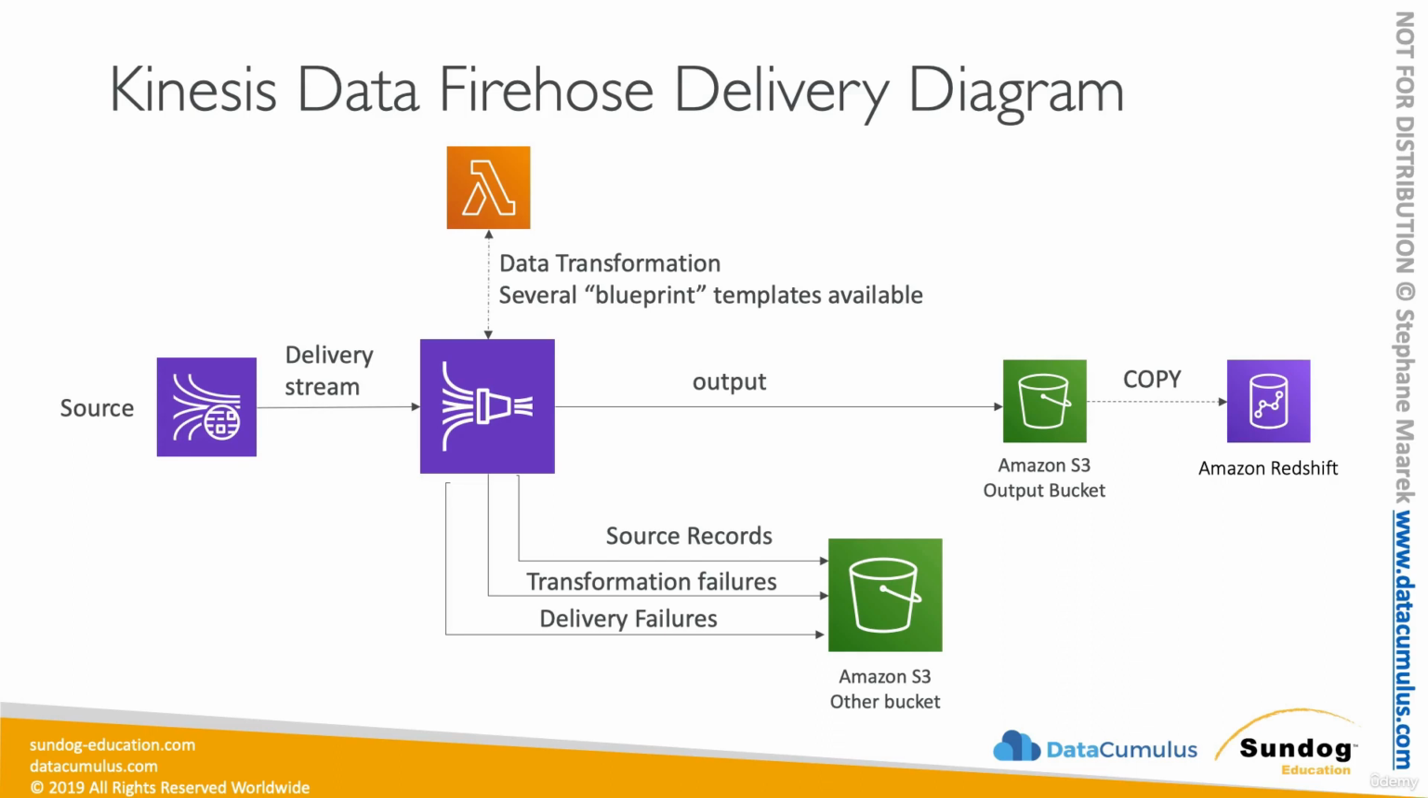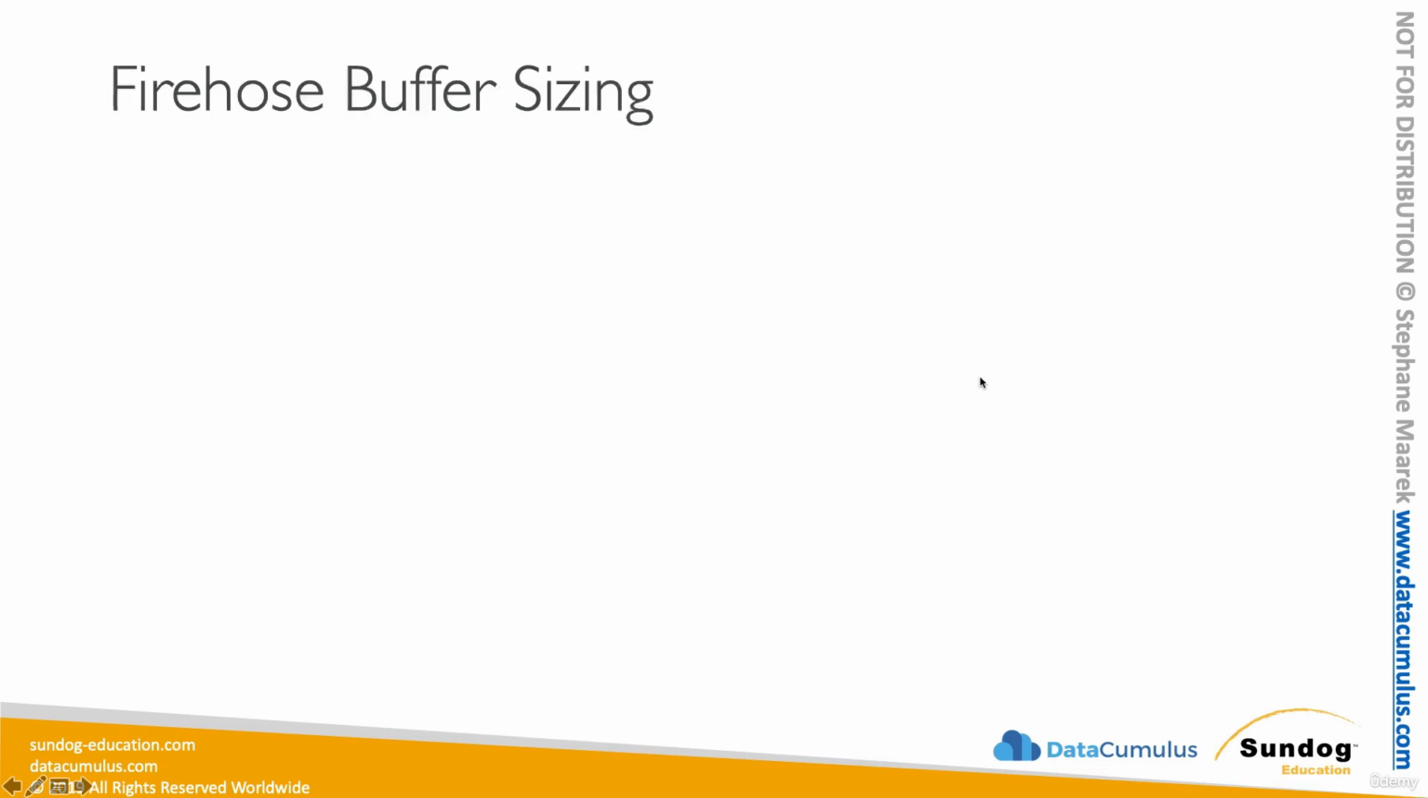Now we're going to look into how often Kinesis Data Firehose sends the output data to the target. And for this, we need to understand the Firehose buffer sizing. So how does Firehose work? Well, Firehose will receive a bunch of records from the source, and it will accumulate all these records into a buffer.